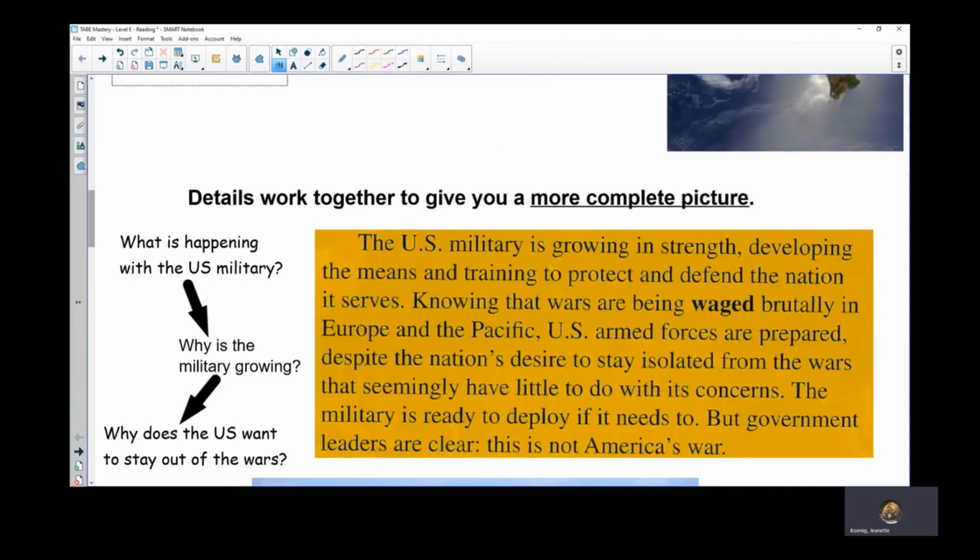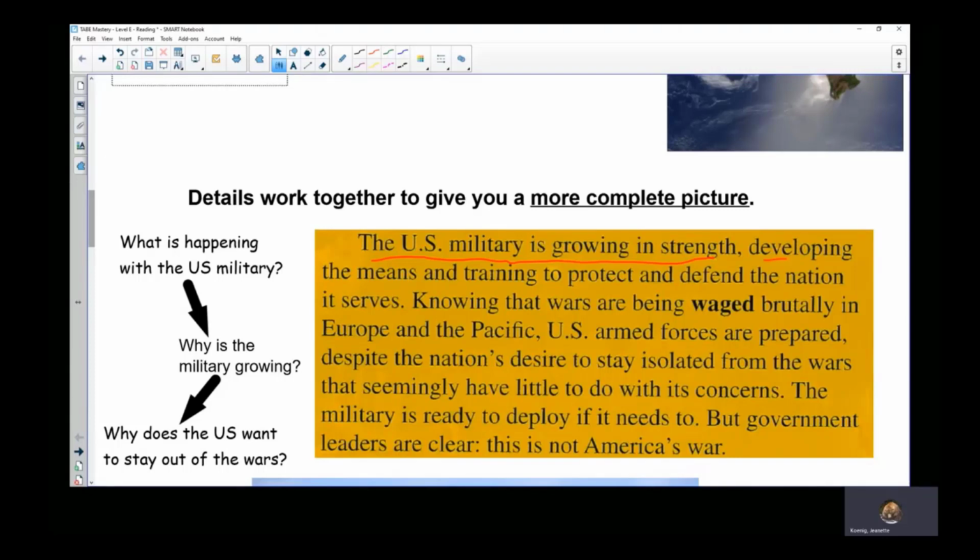So let's start with the first question. What is happening with the U.S. military? Well, let's look for U.S. military. Okay, we found it right here. The U.S. military is growing in strength. And we can go on a little bit, but that's the first thing. So the U.S. military is growing in strength. What does that mean? We're trying to make the U.S. military stronger.